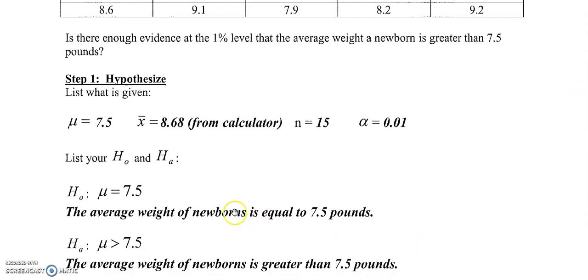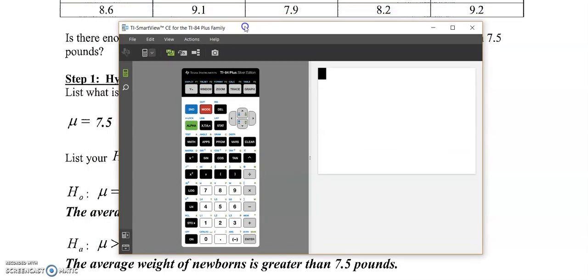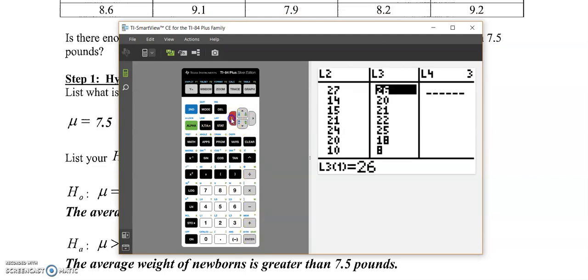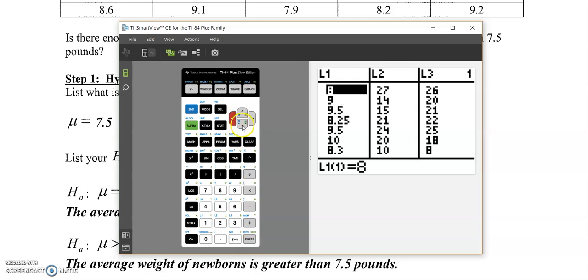So we're going to write down what's given. What's given is the claim, mu equals 7.5. To find the sample average, we're going to take that data and put it into the calculator. I've pressed stat, number 1 for edit, and placed all that data in list 1.